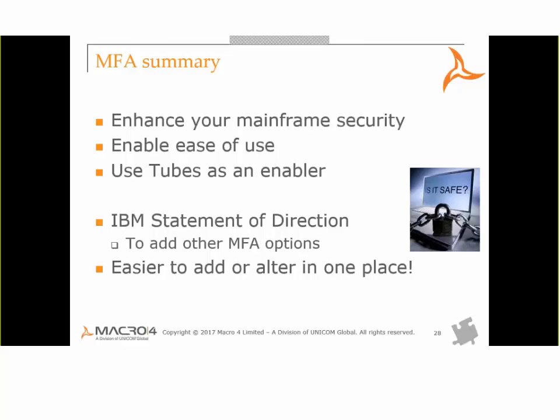So by using Tubes, you can use that as an enabler to roll out the MFA, multi-factor authentication, across your users. And IBM has stated that they're going to come up with other options going forward. So how do you add those in? You have the same problem. You've decided on one or two options, a third one comes along. How do you test that?